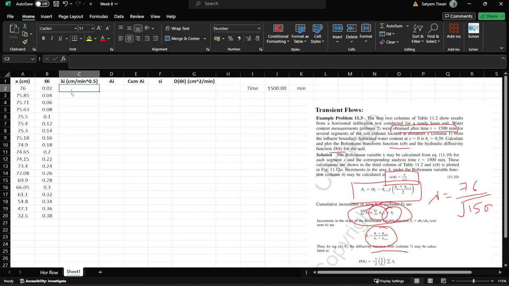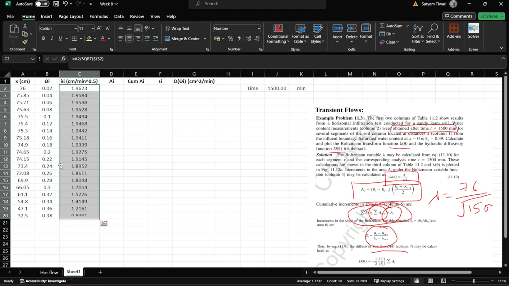First we'll calculate lambda I. Lambda I is given as x upon square root of time. So it will be equal to the x value given in A2, divided by the square root of the time, that is 1500, and the time will remain constant for all the values, so we'll lock this value. We have obtained a lambda I value of 1.9623. If we copy it, we'll obtain the value of lambda I for each increment in x value, or each distance.